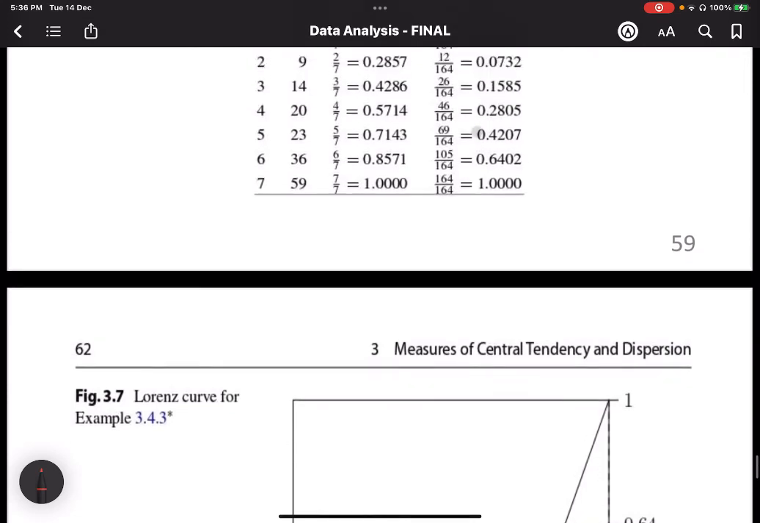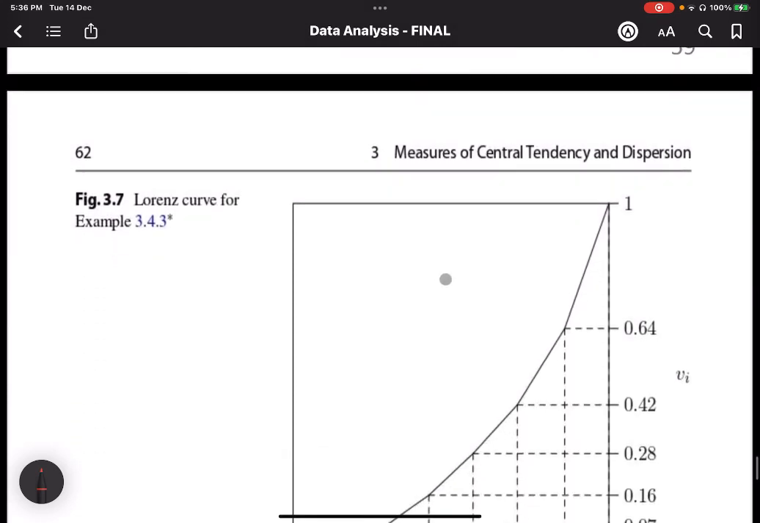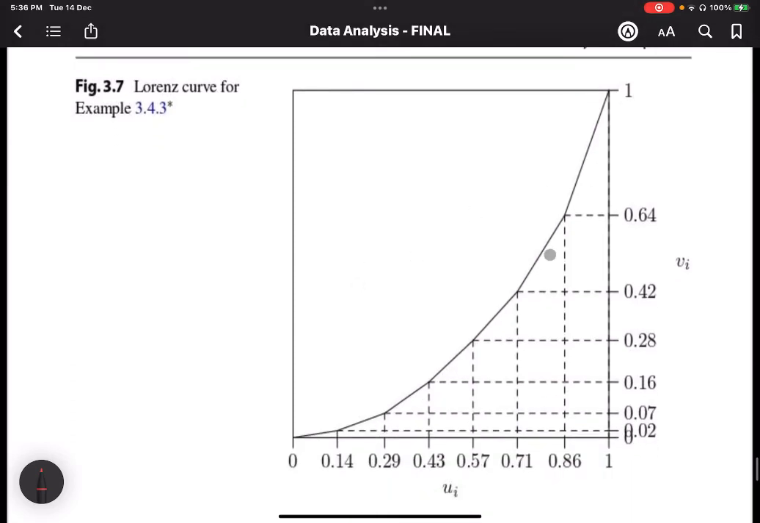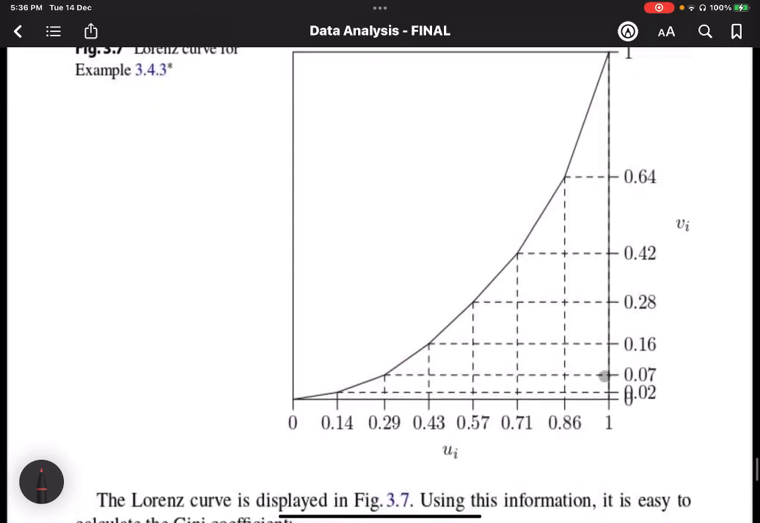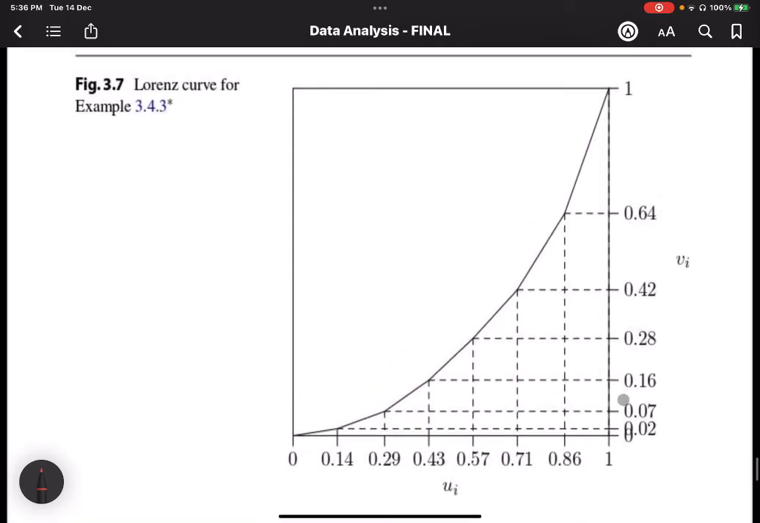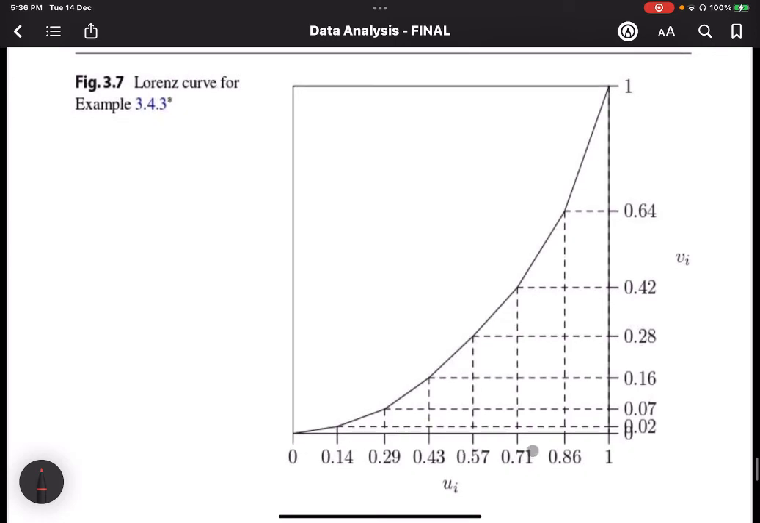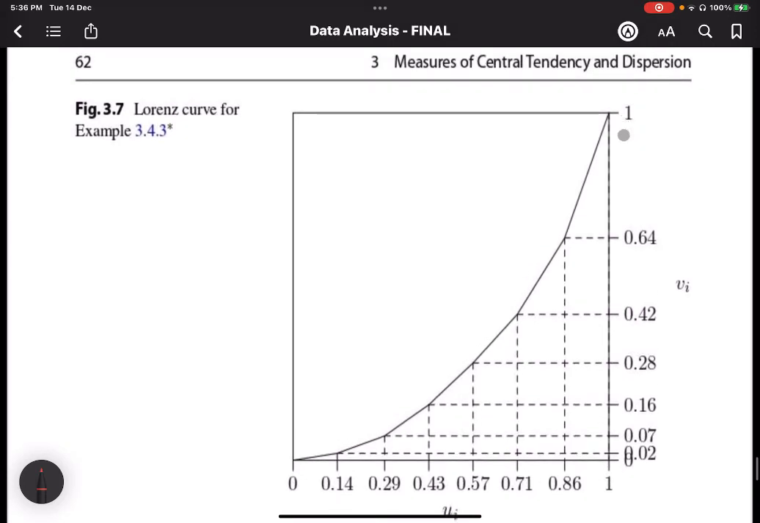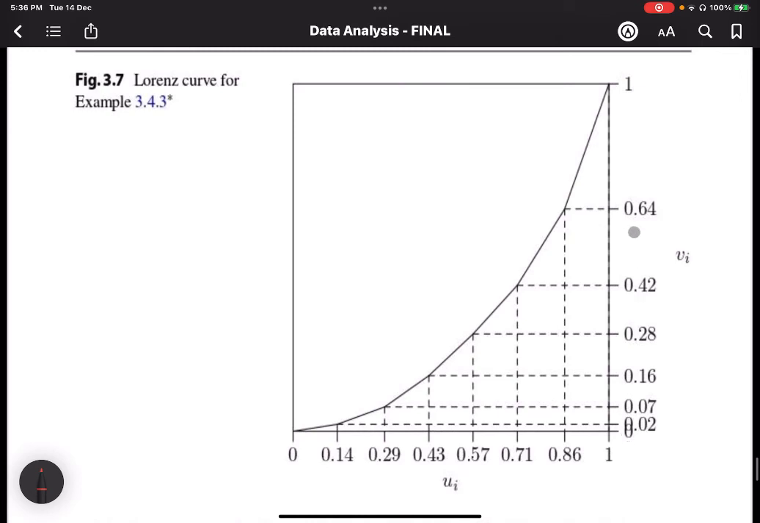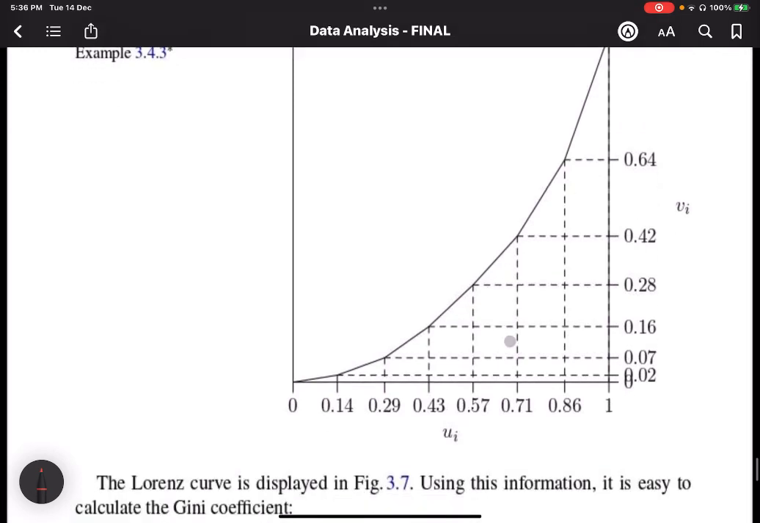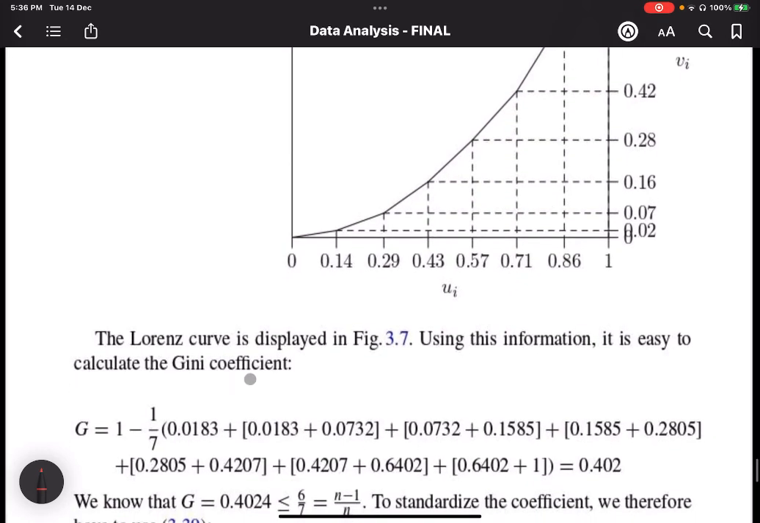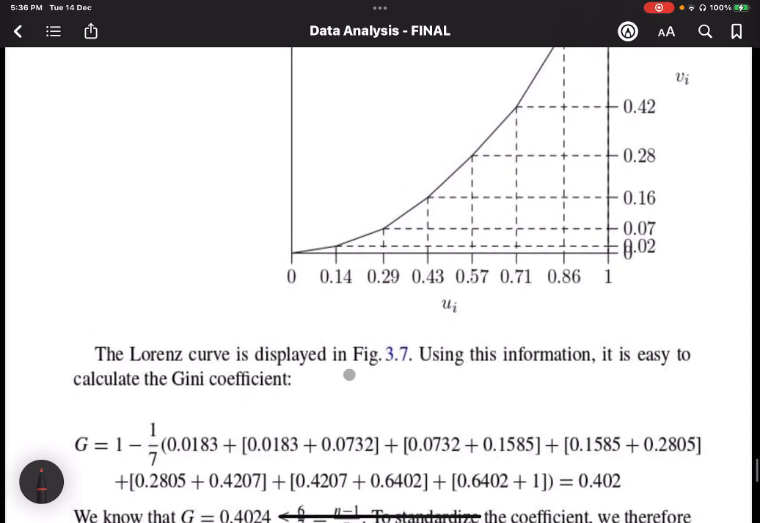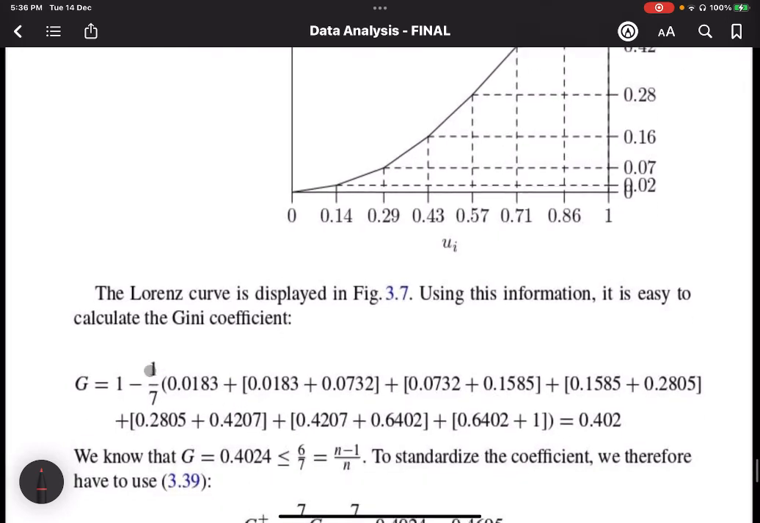If we try to do the Lorentz curve, to plot the curve, then we will have this one. So we have the U here, and we have the U value, and we have the V value. So from 0 to 1, and 0 to 1. Okay? So the Lorentz curve is displayed. Using this information, it is easy to calculate the Gini coefficient. So this is our coefficient formula.